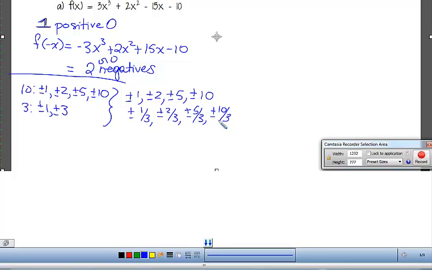Is there anything else that we can do before we start trying some of these out? We looked at the number of positive and negative zeros. We know how many to expect. I think we're ready to go ahead and test some out. So I'm going to start at 1 and hope for the best. Or should we start at -1? Let's start at -1.